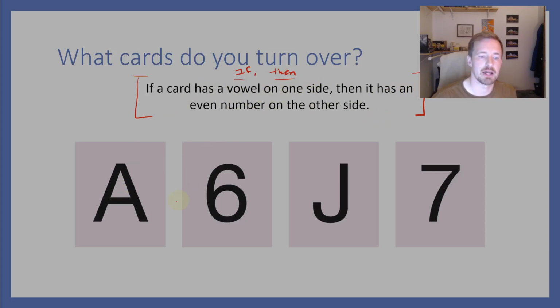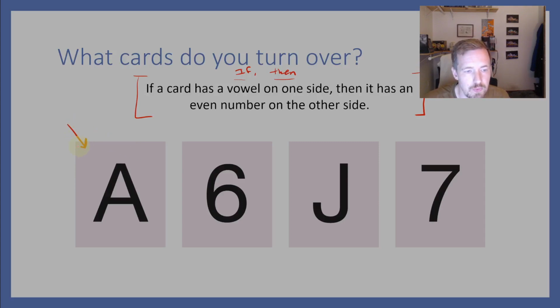So with that in mind, if a card has a vowel on one side, when we turn it over, it has an even number on the other side. Which of these cards do we need to turn over to verify the truthiness of this statement right here? Is this a hypothesis that we can accept, or do we need to rule it out? So which of these would you choose? I will let you decide first. Pause it if you need to and think about it. Write down your answer, and we'll verify right now.